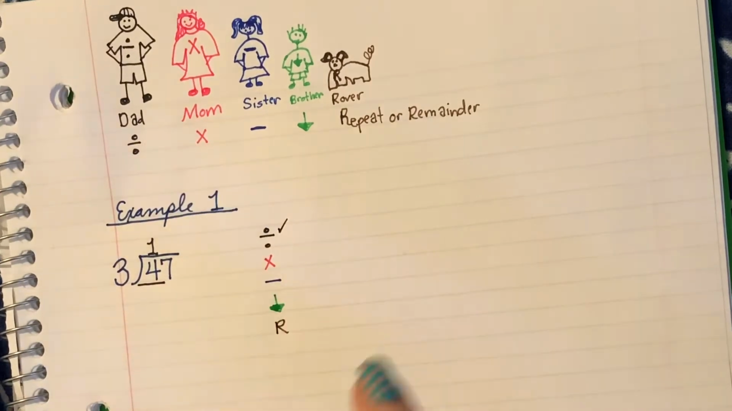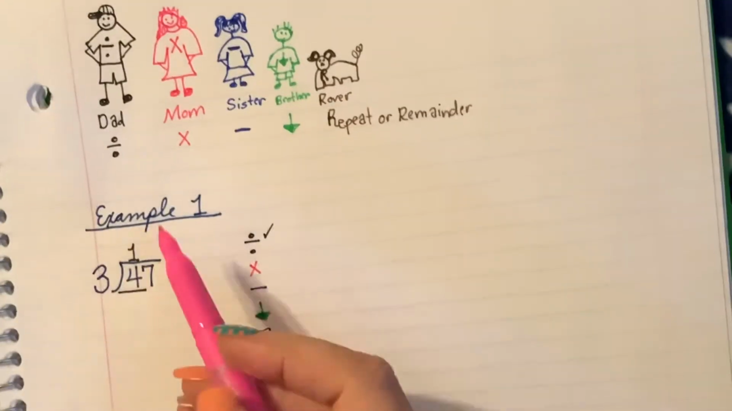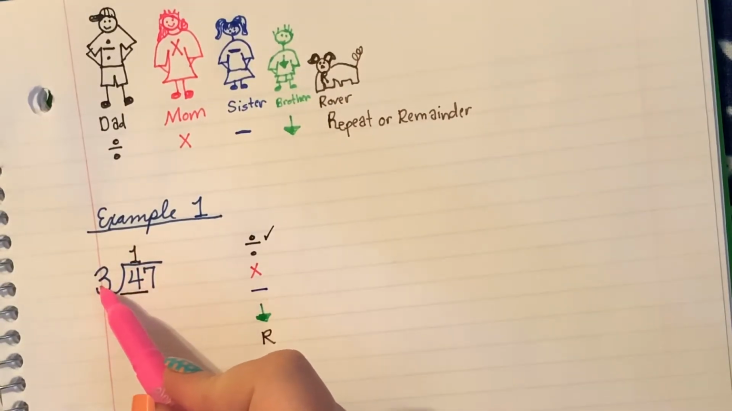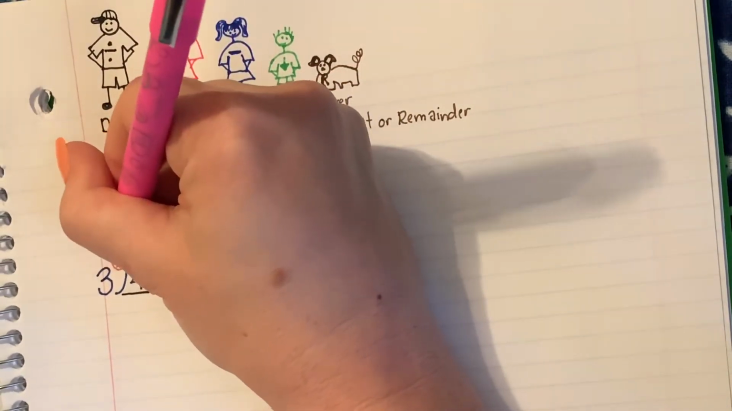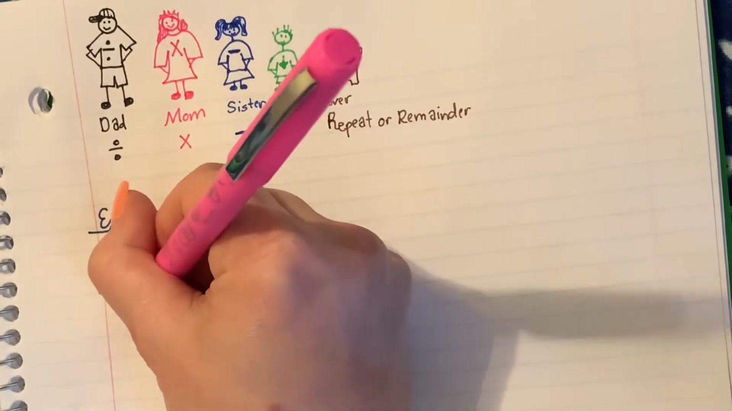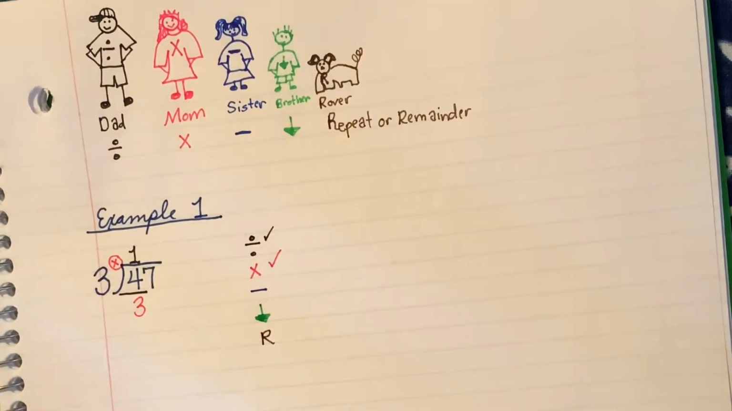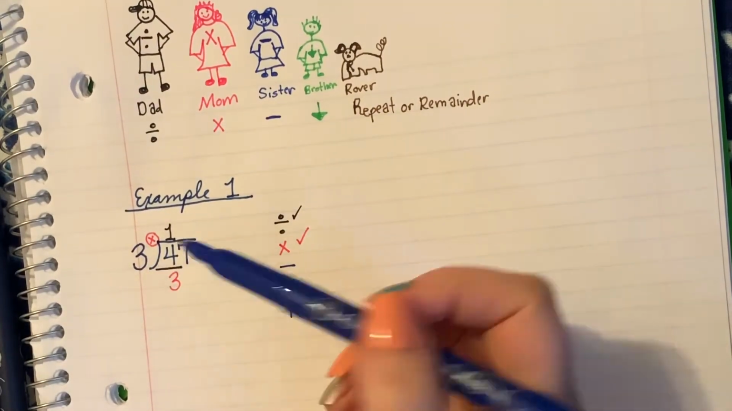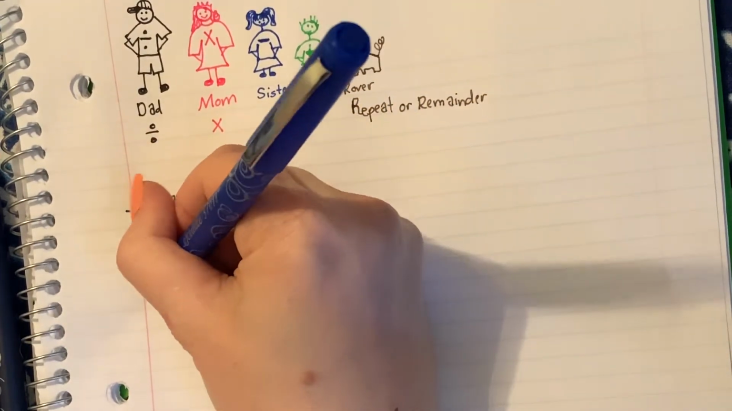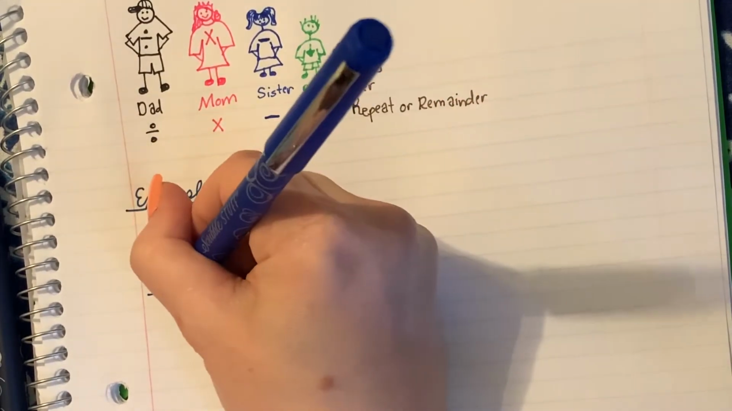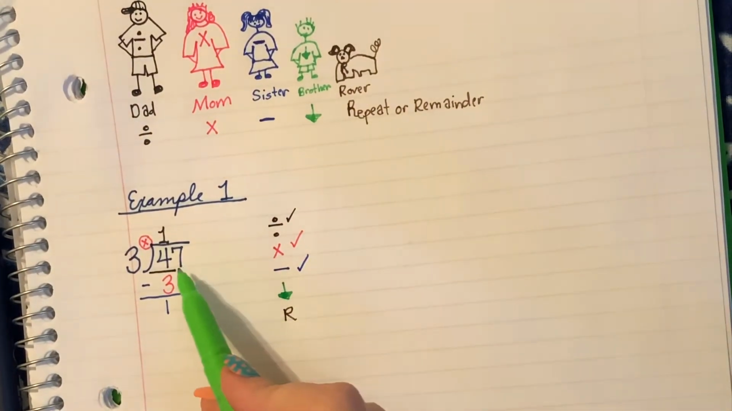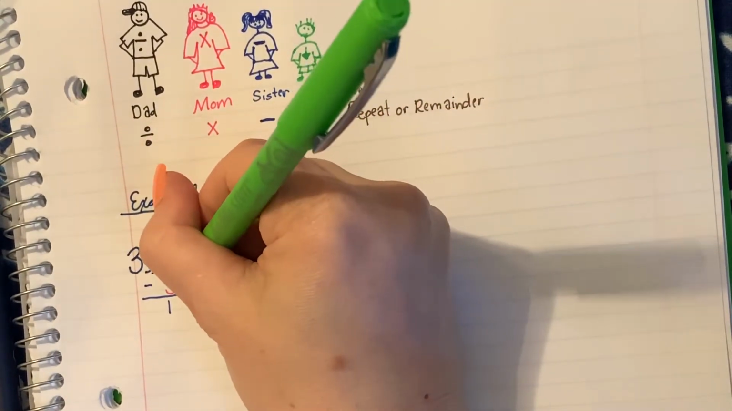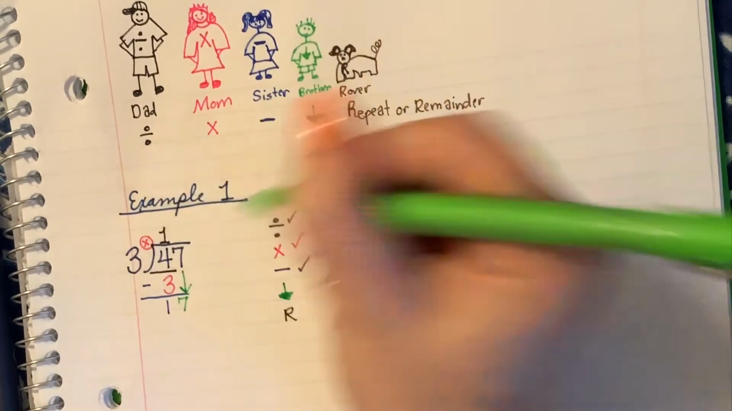Next, mom tells us we're multiplying. We are multiplying 1 times 3, and if it helps, maybe you can put a little times sign there just to remind yourself. 1 times 3 is 3. Check. Sister is subtract. So what is 4 minus 3? 1. Check. We've got brother telling us to bring down, so we are going to bring down this 7.